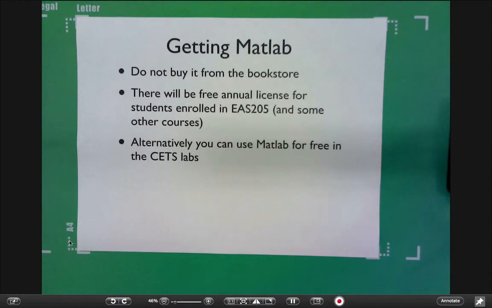Unfortunately, the process hasn't been totally finalized yet. It's just a promise I have from the CETS people. I was told to tell you, don't go buy it from the bookstore. You could, and I don't think it's even that expensive, but it's pointless because you will get an annual license for free. At least, that's the promise. And of course, Matlab is installed on the lab computers, so you are always welcome to use it there for free.